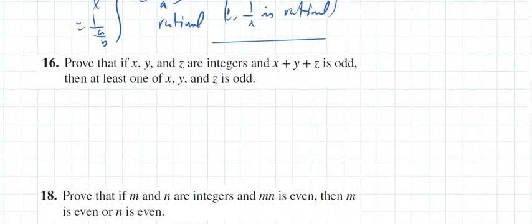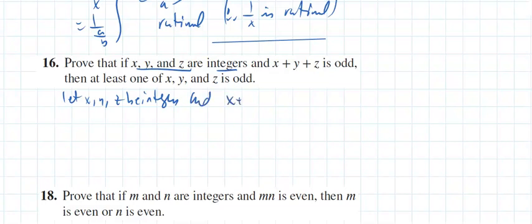The next problem, 16. Prove that if x, y, and z are integers, okay, let x, y, z be integers. And let x plus y plus z, this sum, be odd. Okay, those two. Then at least one of them is odd. Oh boy, at least one of them you have to show. One of them is odd, 2 of them are odd, 3 of them are odd. Well, what's the complement of that?